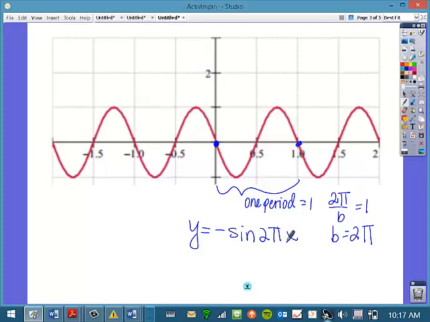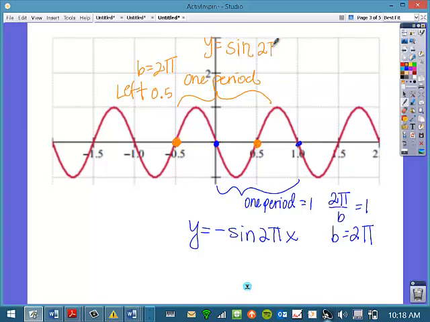But then you could also think of this a different way. You can also think of this as a positive sine function. So starting here, it goes up and then down, and then you end here. So your period is still 1. So b is still 2 pi. But you shifted it to the left 0.5. So this could be y equals sine of 2 pi times the quantity x plus 0.5.